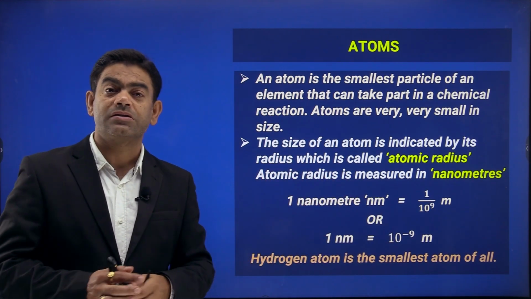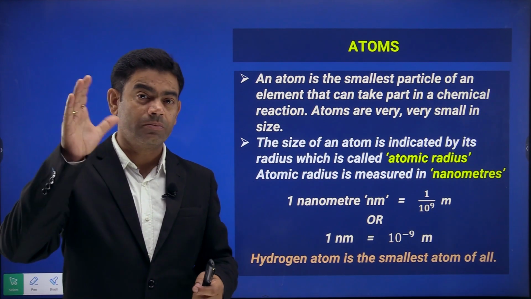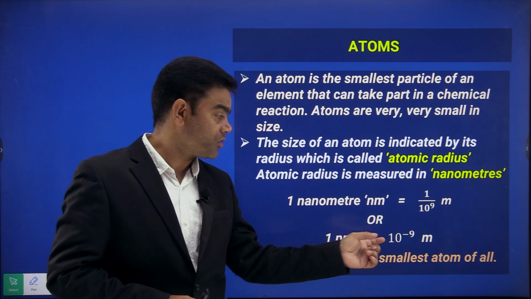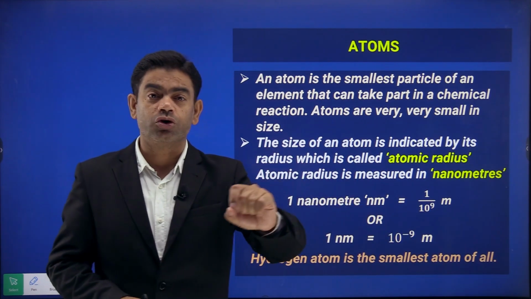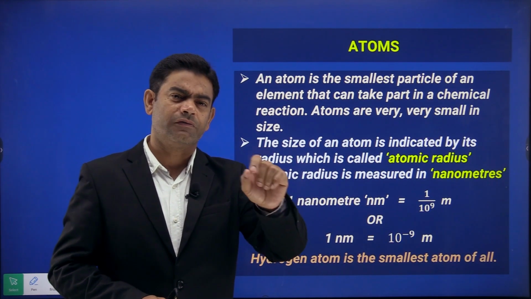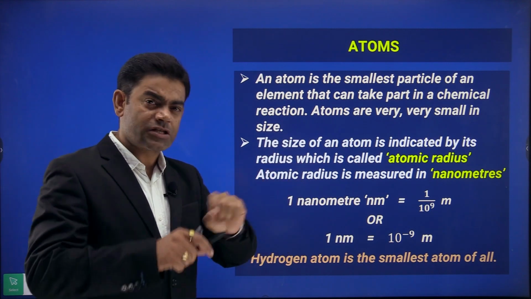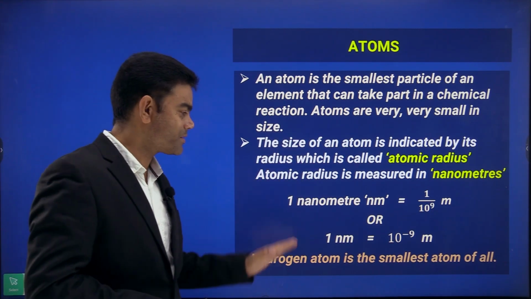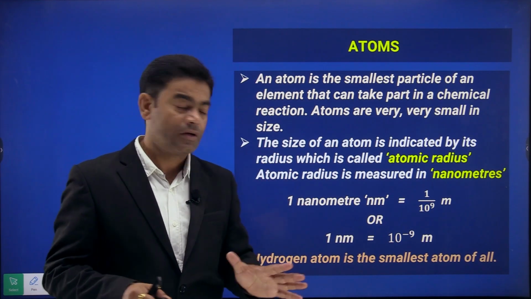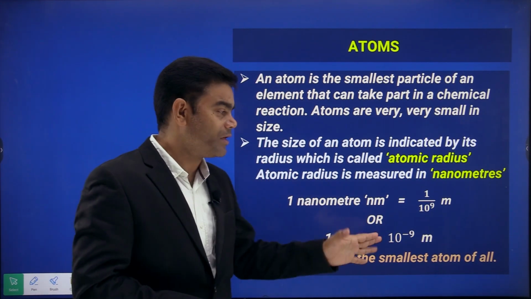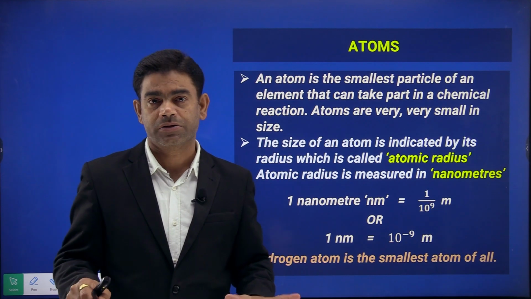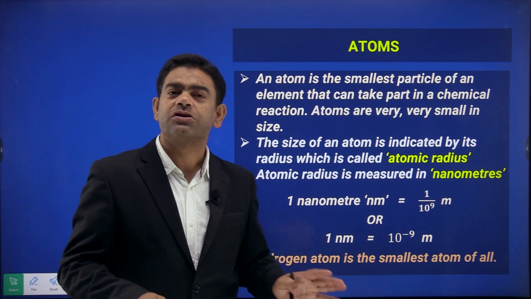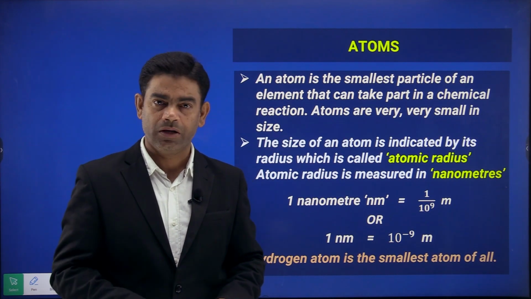To atom ka size nanometers mein hum leke chalte hain, so you can imagine kitne tukde karne humko 1 meter ke. 10 raised to power 9 tukde karenge, then I am going to get 1 nanometer, and that is the size of an atom. Alag-alag atoms mein dekha jaye, to hydrogen ka atom jo hai, uska size sabse kam. Hydrogen atom is the smallest atom of all the atoms, okay. So, basic idea of atoms, smallest in size, okay.